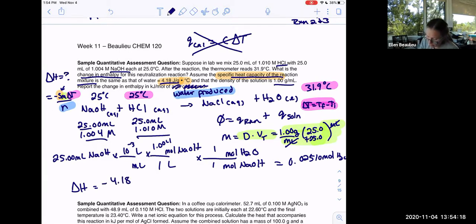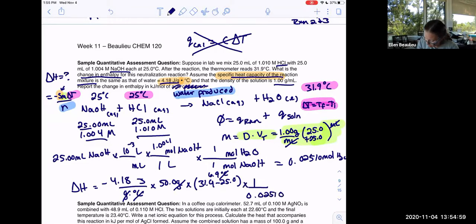So I'm sorry, it's negative SMAT. So negative 4.18 joules per gram degree Celsius times my mass, which is 50 grams. So grams are going to go away. Times delta T, which is 31.9 minus 25.0, which is 6.9 degrees Celsius. So degrees Celsius is going to go away. Times 1 over my moles, which are 0.02510 moles.